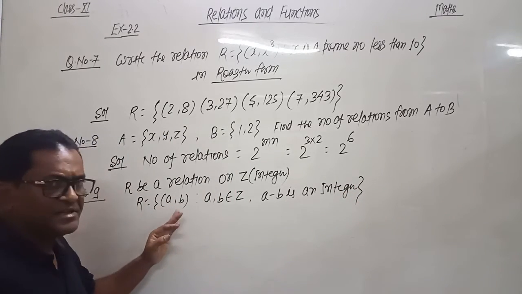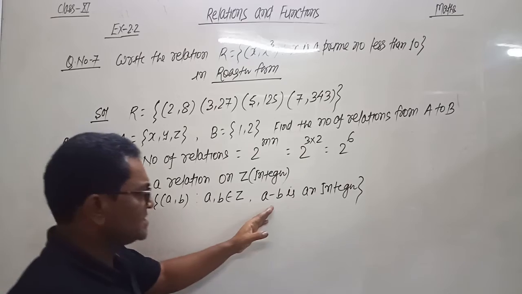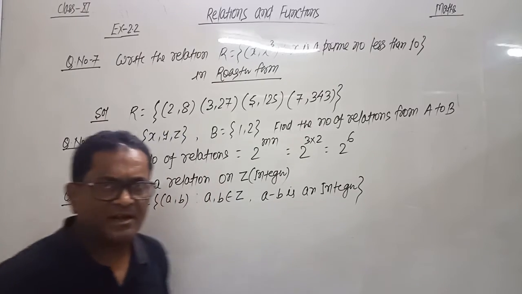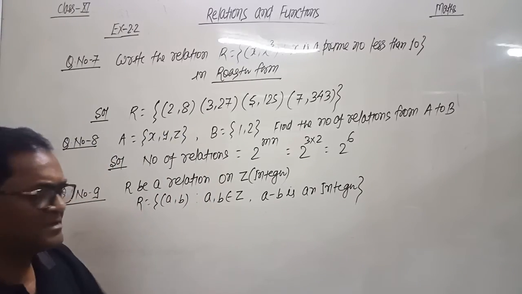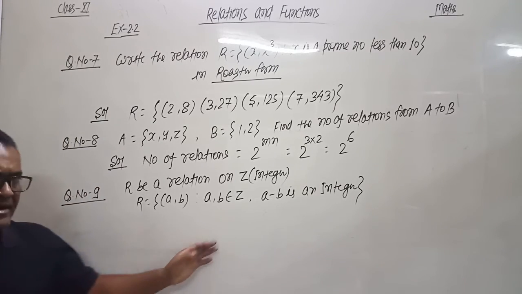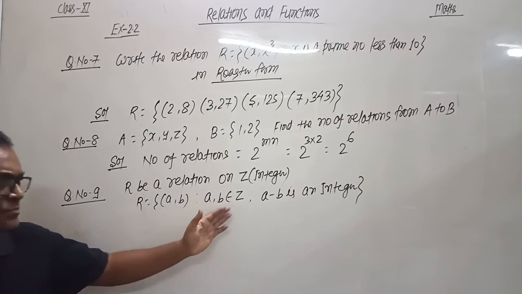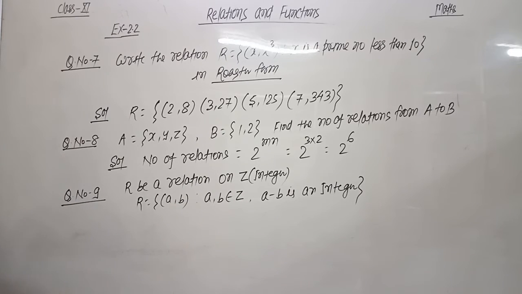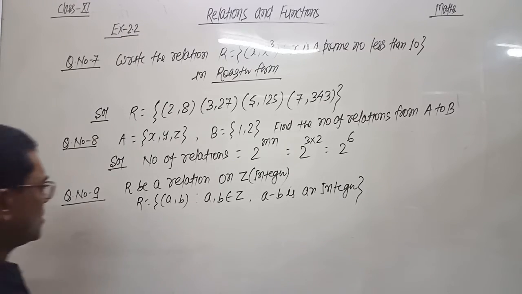So A is an integer, B is an integer, and the result A minus B is an integer. When two integers are subtracted, we again get an integer. And integers are of two types, either positive integer or negative integer. So find the domain and range of R.